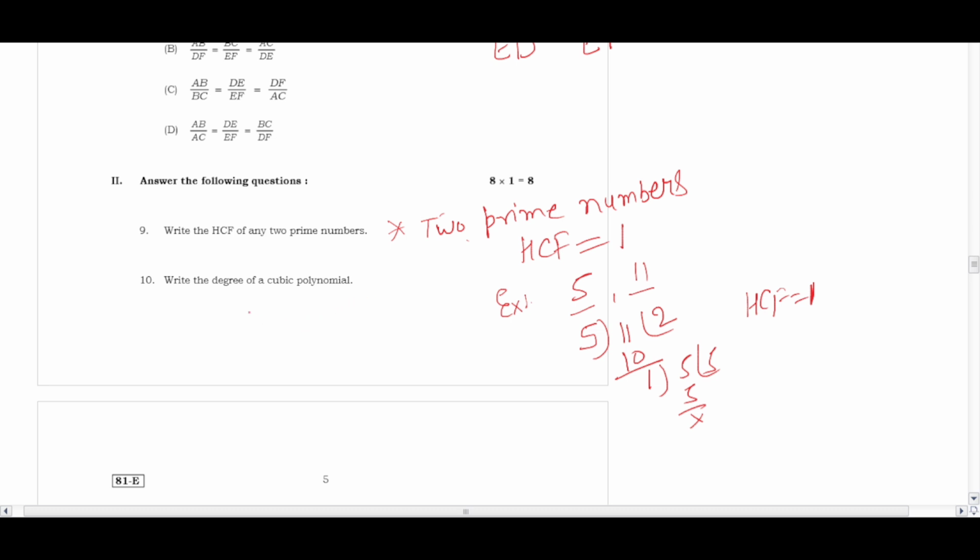Then next, 10 number question. Write the degree of a cubic polynomial. What is the first cubic polynomial? x cube plus bx square plus cx plus d. This is a cubic polynomial. Then what is degree? Degree means the highest power. Then 3 is the degree.